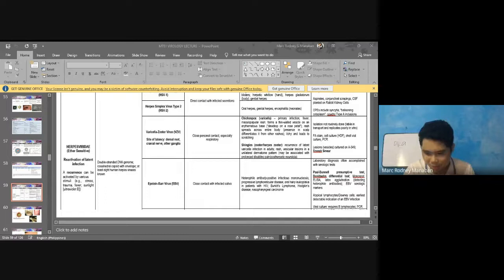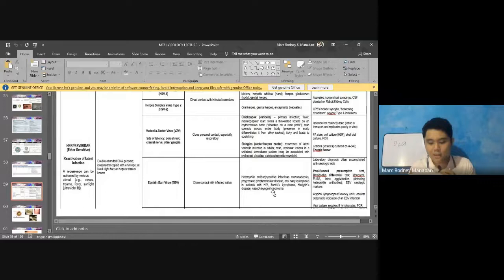Your Reed-Sternberg cell. Okay, very good. That's pathognomonic for Hodgkin's lymphoma, meaning it can really point to the infection. So that's for your herpes, for EBV, HHV-4. Take care to remember HHV-4, HHV-3, and HHV-5.